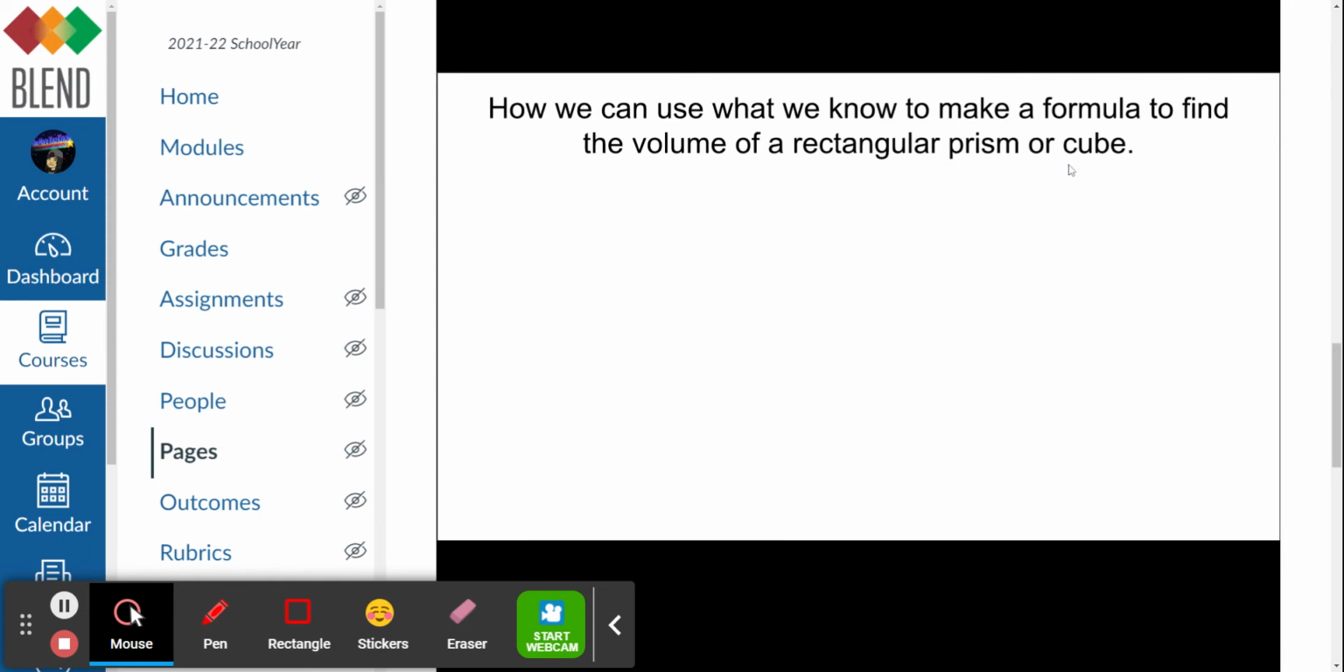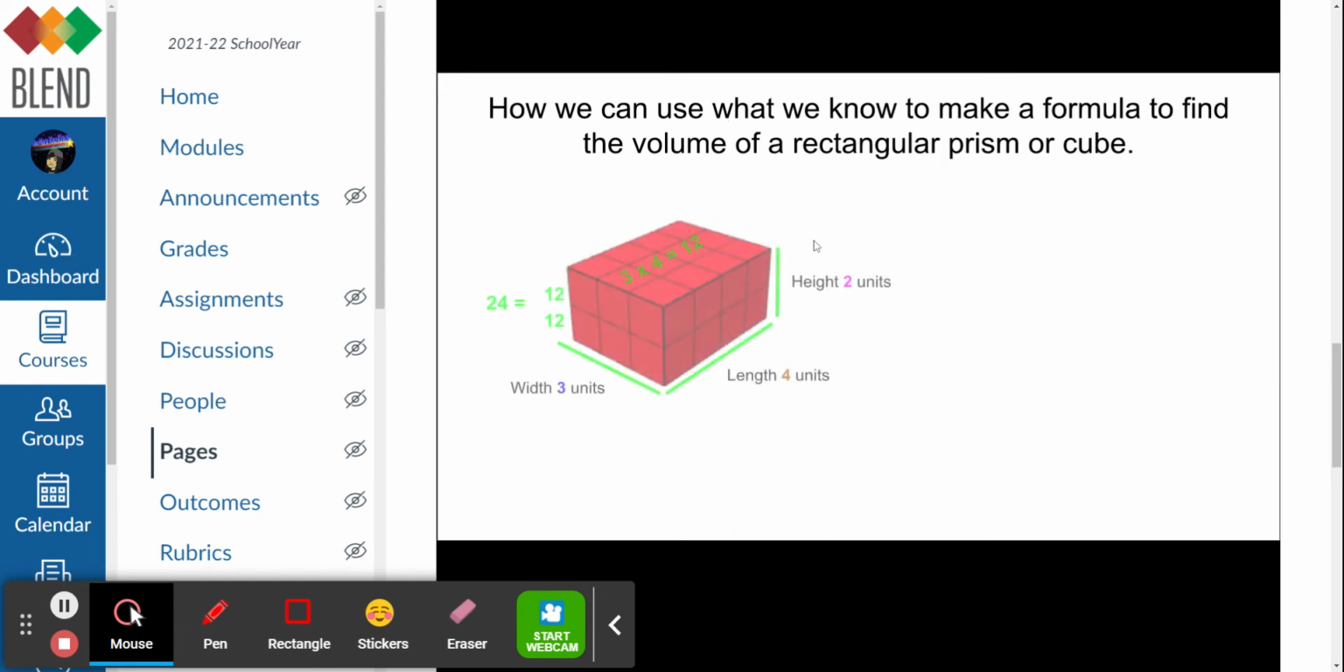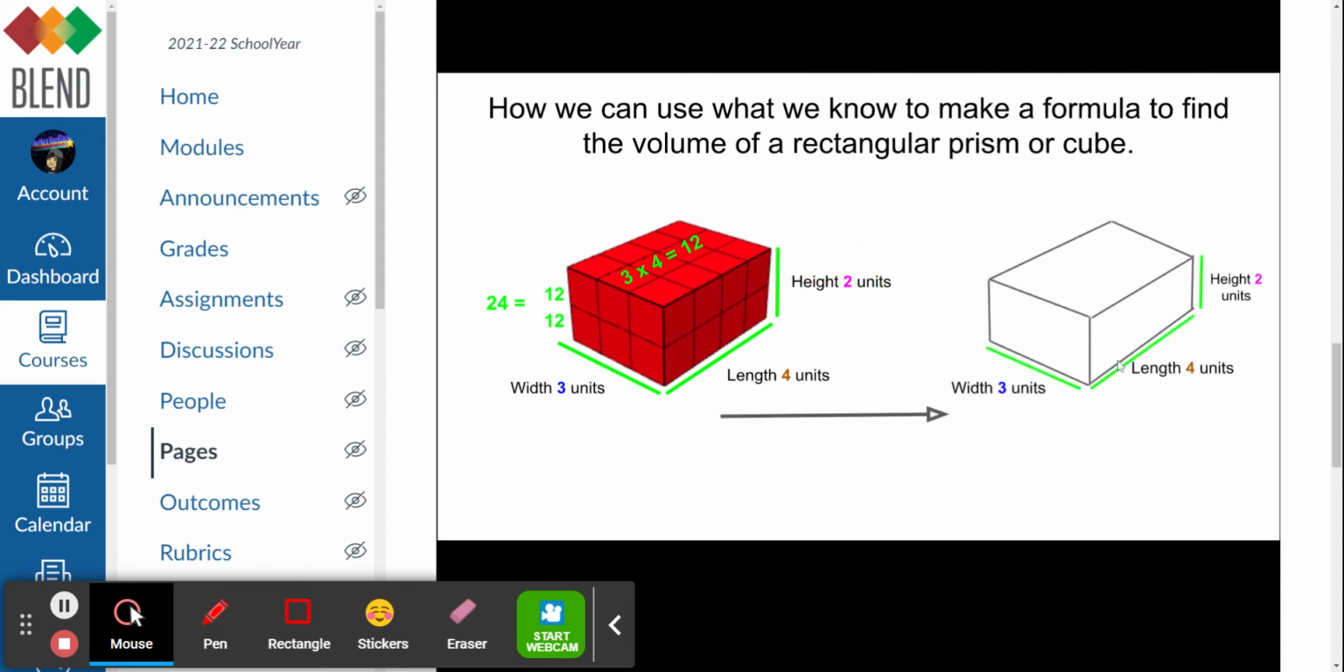All right, so how can we use what we know to make a formula to find the volume of a rectangular prism or cube? Let's find out. Well, we know that the base times the height, 3 times 4 is 12, times 2 would give us the full volume. Here's an image of the same rectangular prism without the unit cubes, so you're going to start seeing these a lot more because they don't want you to be able to count the unit cubes. Make sure that you understand that these empty figures are just like these, with the unit cubes not drawn in. You still do the length times the width times the height.